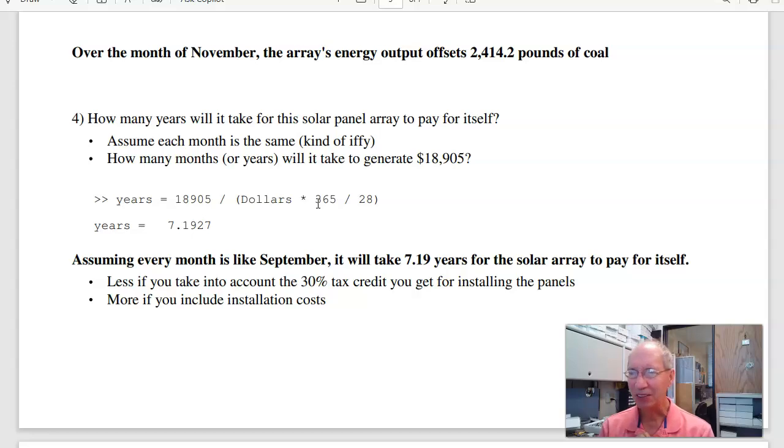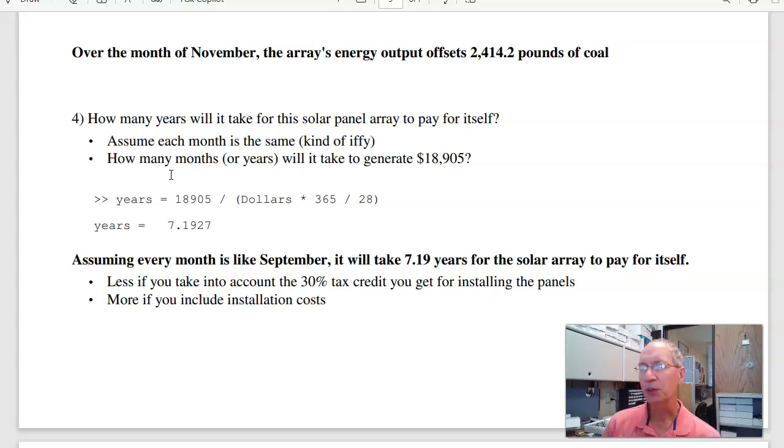So kinda. Rule of thumb in business, if there's a 7-year payoff, it's a no-brainer, you do it. This one's kind of marginal. Well, if you get a discount, like take a 30% tax credit, then it's a good deal. If you include installation costs, then maybe it's not a good deal. So maybe, maybe not.